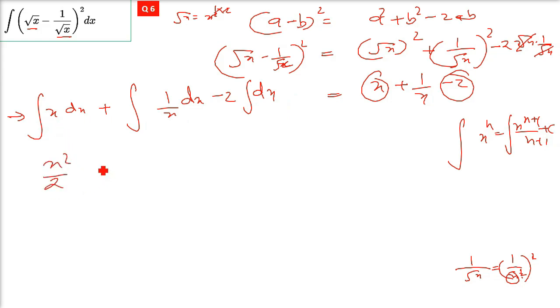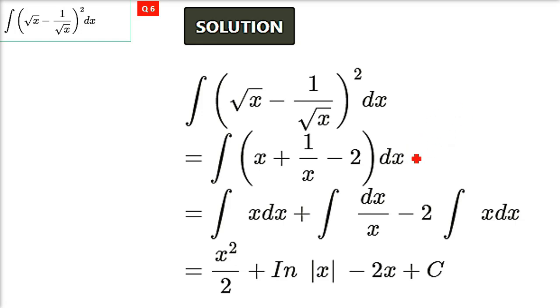Once you write the formula result, no integration sign then. So integration of x is x square by 2, 1 by x is ln x log base e modulus of x, minus 2 integration of dx is simply x, and then the constant of integration capital C. This is your final result. So this is what we have done.